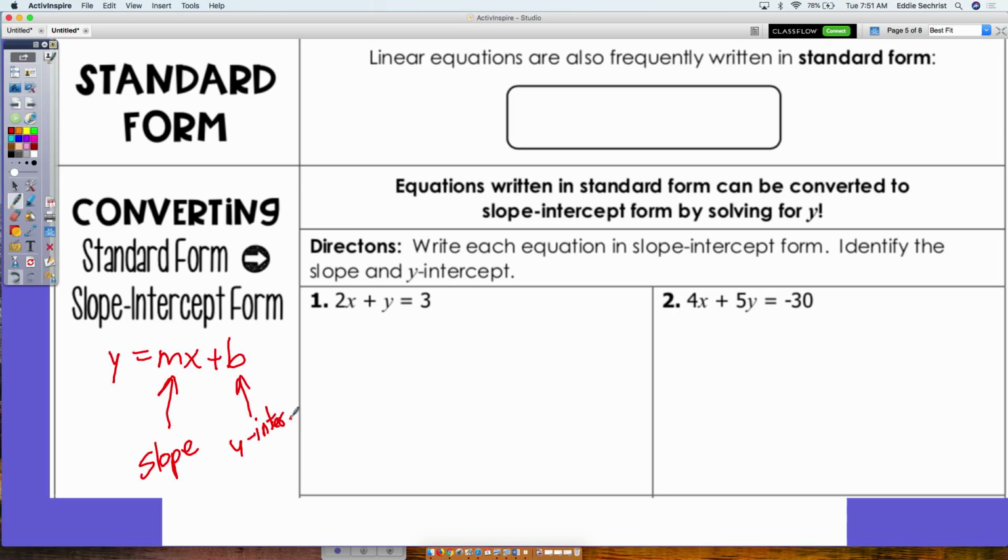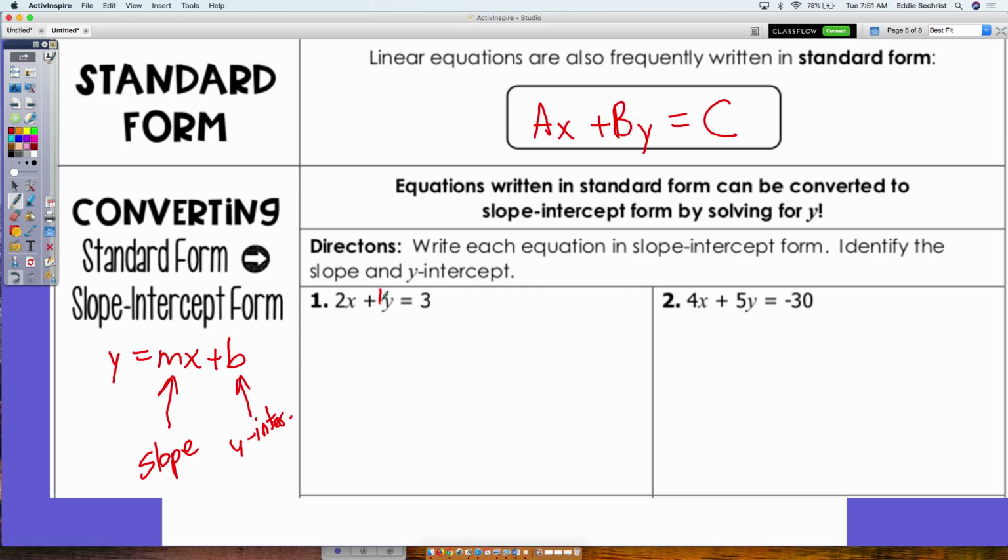But standard form, let's write that up here. It is ax plus by equals c. A, B, and C stand for numbers. That's all they stand for. Like in this first problem down here, A is 2, B is 1, and C is 3. That's all it is. They just stand for numbers.